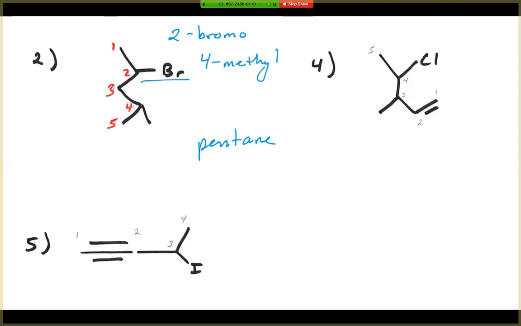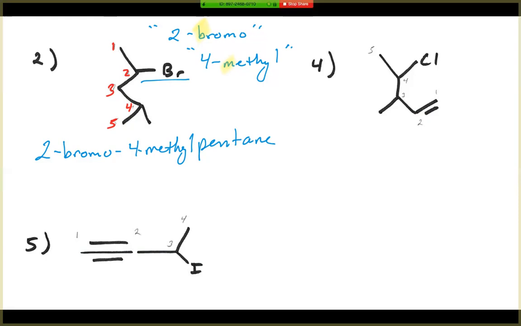And now I need to plug these phrases into the name. The way we determine the order is not numerically, it's alphabetically. So I can see the bromo comes before the methyl, has nothing to do with 2 coming before 4. So 2-bromo, 4-methylpentane. And again, hyphens only come between numbers and letters, and that's why methylpentane becomes one word.